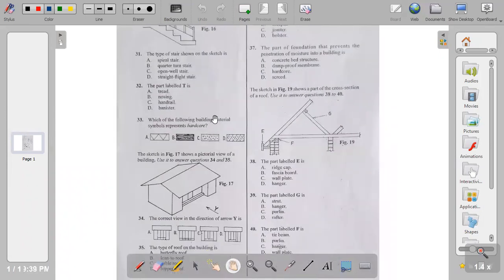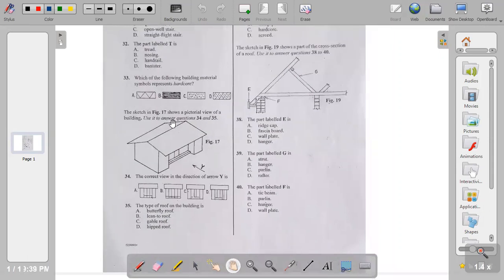Question 33. Which of the following building material symbols represents hardcore? Hardcore is A. 33 is A. So let's see question 34. The sketch in figure 17 shows a pictorial view of a building. Use it to answer questions 34 and 35.